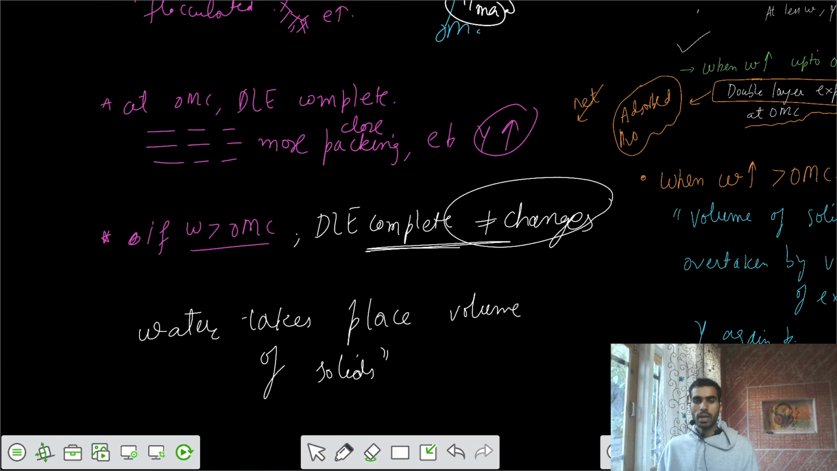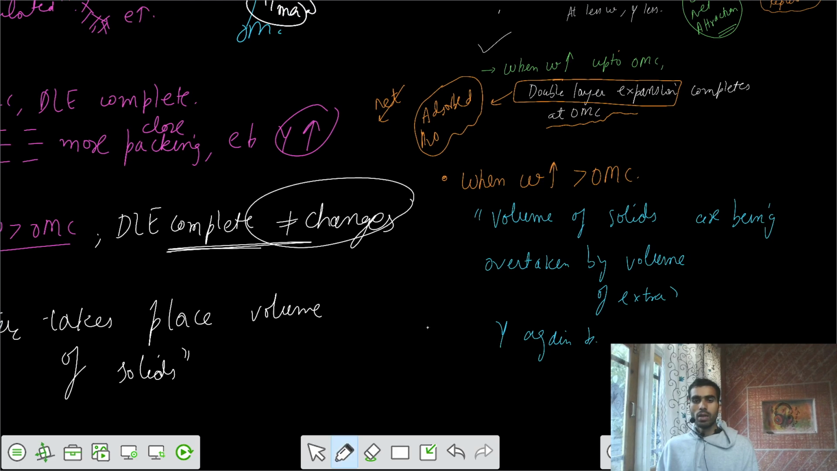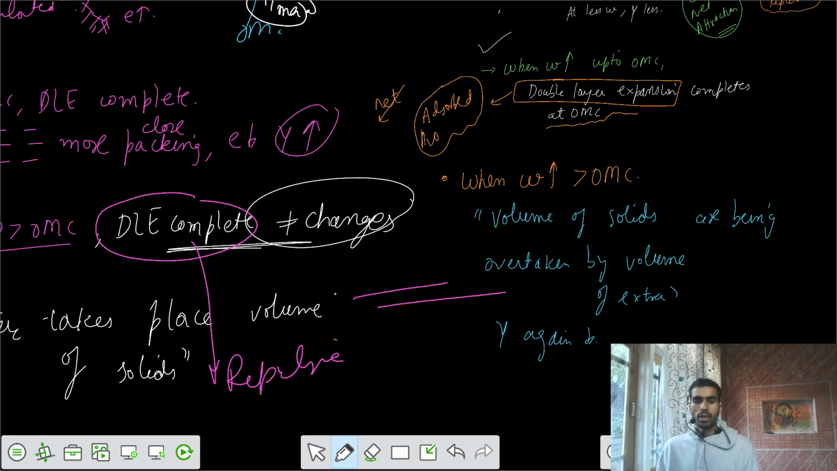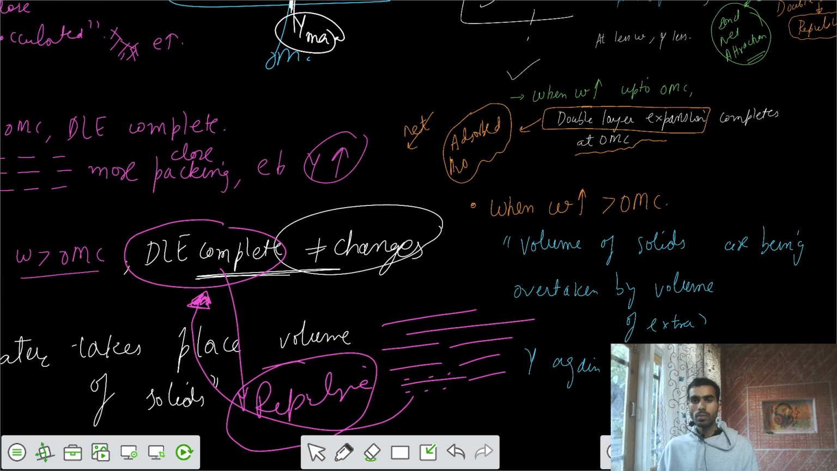So this double layer expansion is related to the repulsive forces, when particles are placed in face-to-face condition. Because of that, there is net repulsive force, and this is very related to the adsorbed layer, and that is all about the double expansion layer. So that's why we write DLE here. That's talking about the repulsive forces actually.